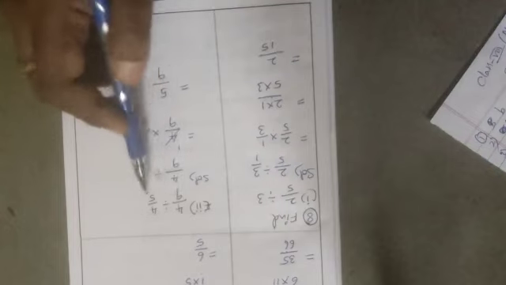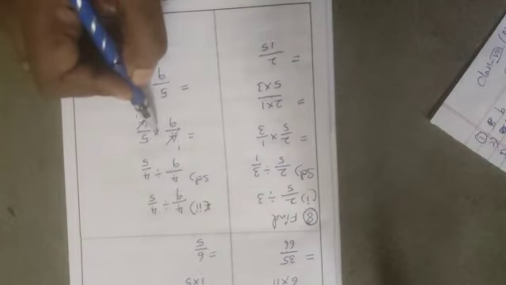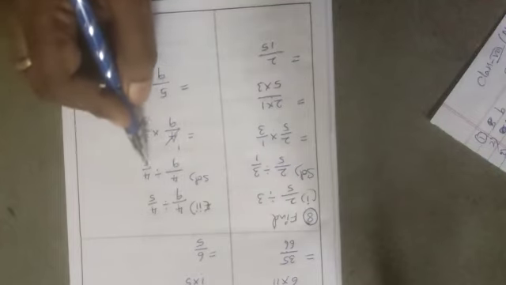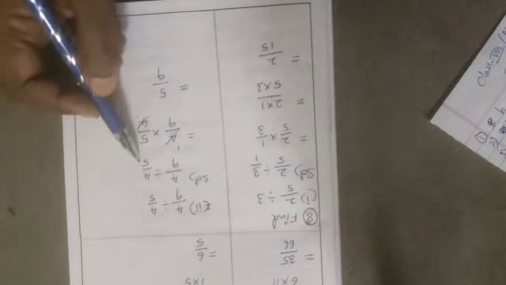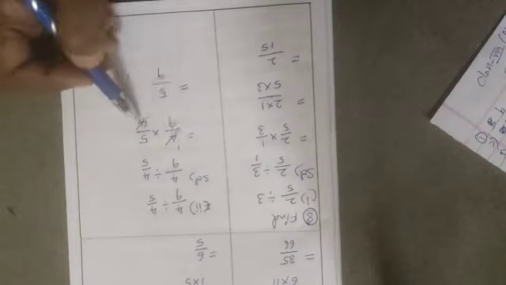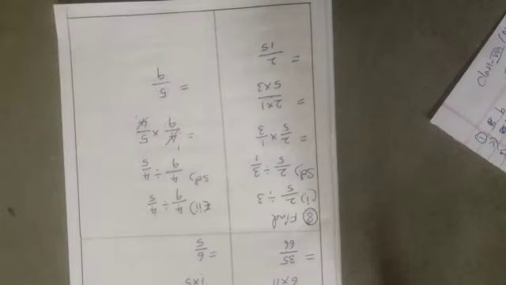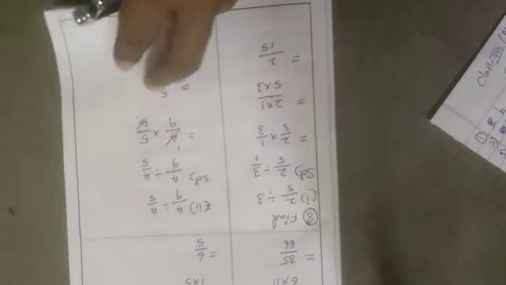4 by 9 divided by 4 by 5. Division changes to, children, multiplication with its reciprocal. Reciprocal means reverse of the number. Reverse of 4 by 5 is 5 by 4. 4 and 4 get cancelled. What is the answer, children? 5 by 9. Okay children, let us see the next one.